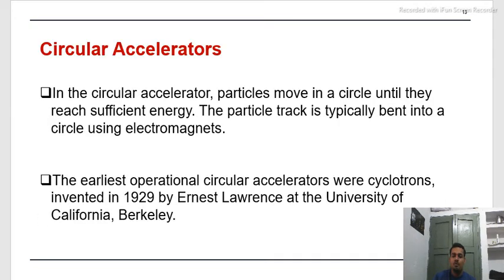Now we will move on to the circular accelerators. As we saw, in LINACs the path is linear. Here, as the name suggests, the path is circular in nature. In circular accelerators, particles move in a circle until they reach sufficient energy, and the particle track is typically bent into a circle using electromagnets. The earliest operational circular accelerators were cyclotrons, invented in 1929 by Ernest Lawrence, or you can say early 20th century, at the University of California, Berkeley, which is quite a famous university.